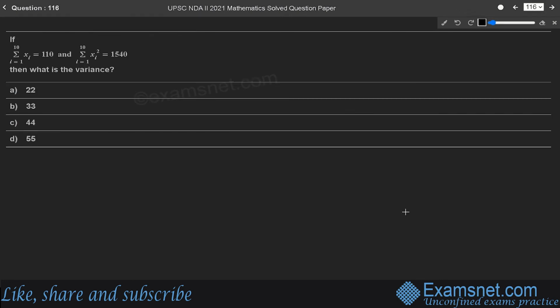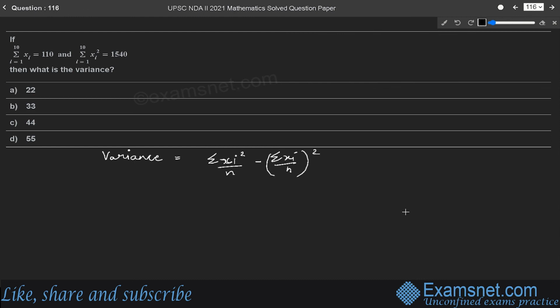Next question is also from statistics. It is given that if summation of xi is equal to 110 and summation of xi square is equal to 1540, then what is the variance? We know that the formula for variance is summation of xi square upon n minus summation of xi upon n whole square.